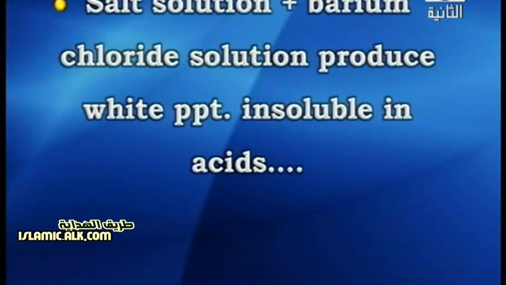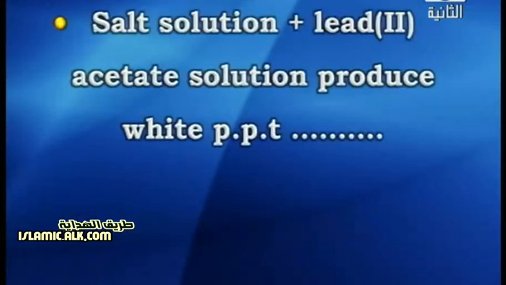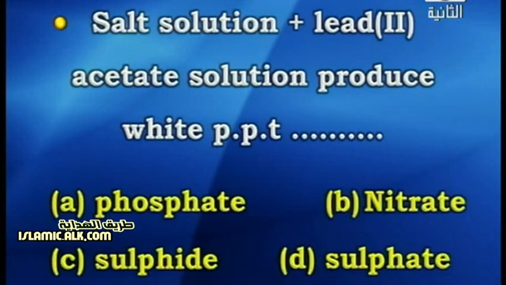Next one. The salt solution plus barium chloride solution produces a white precipitate insoluble in acids. Is it phosphate salt, sulfate salt, nitrate salt, or nitrite salt? Yes, it will be sulfate salt. Next one. The salt solution plus lead(II) acetate solution produces a white precipitate. Is it phosphate salt, nitrate salt, sulfide salt, or sulfate salt? It will be sulfate salt.